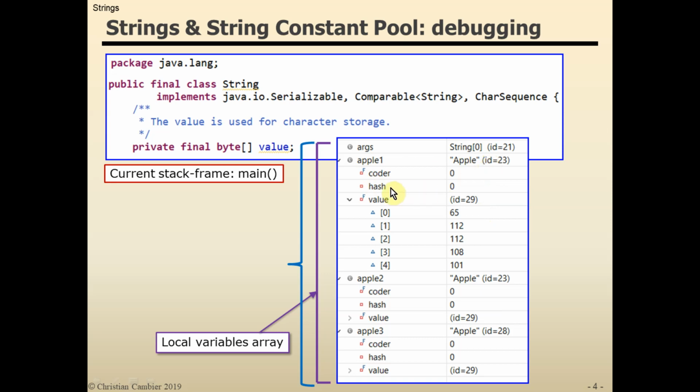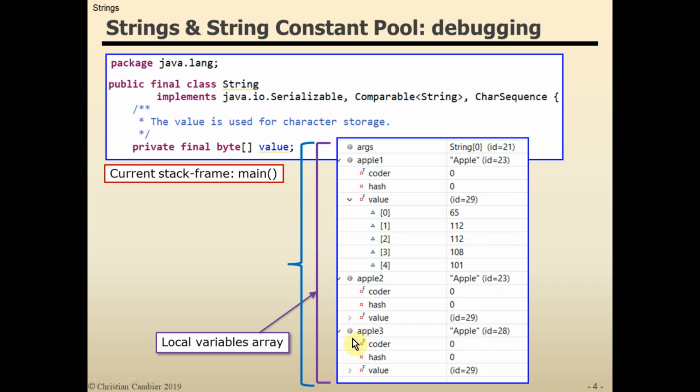The object has actually 3 data members, but we focus on the array value. And here we see the separate characters for uppercase A, lowercase p, etc. This is our apple. This is our string literal. The value object has an ID of 29. apple2 refers to the same apple object with ID 23. And so with a value of ID 29, both apple1 and apple2 refer to the same object.